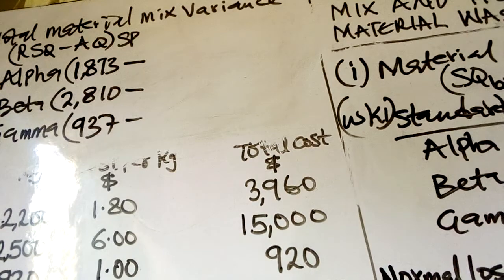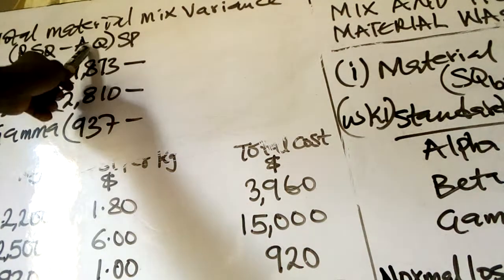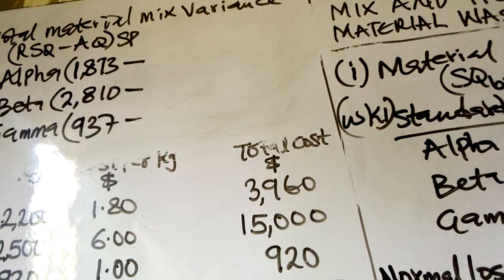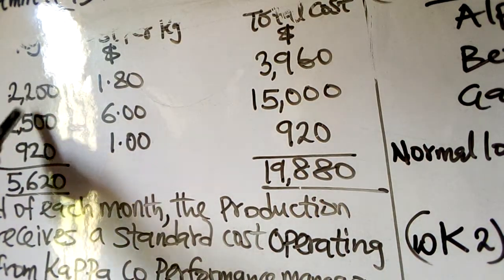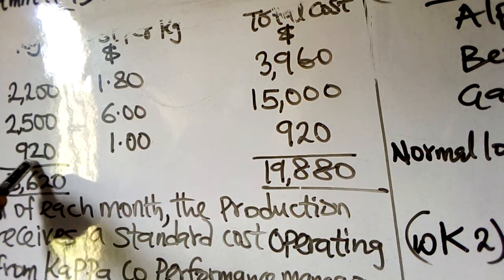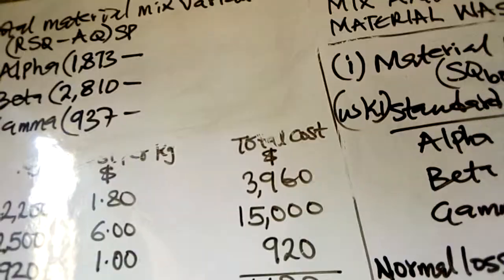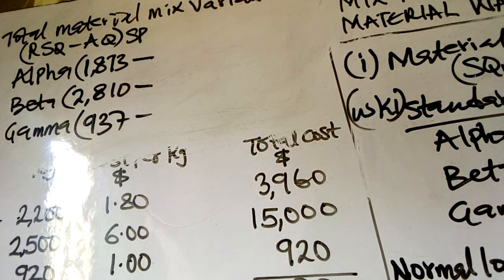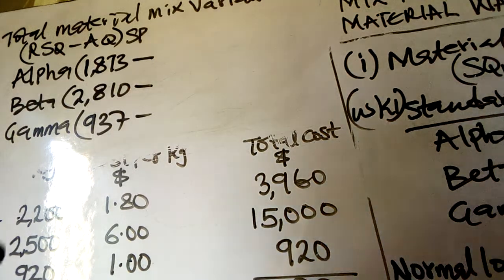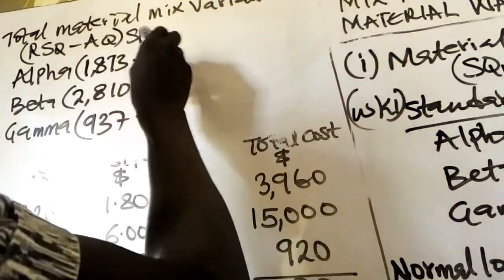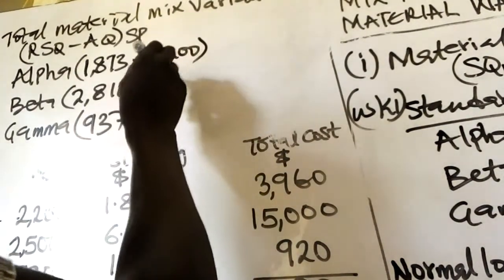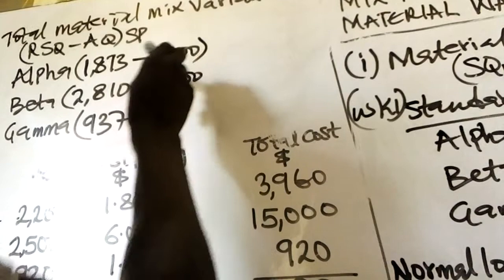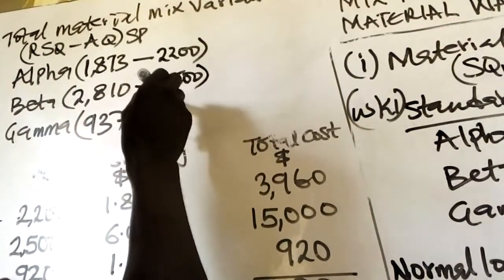Minus actual quantity. Actual quantity is given. For alpha, we have 2200, beta 2500, and gamma 920. So, minus actual quantity, alpha 2200, for beta 2500, and for gamma 920.